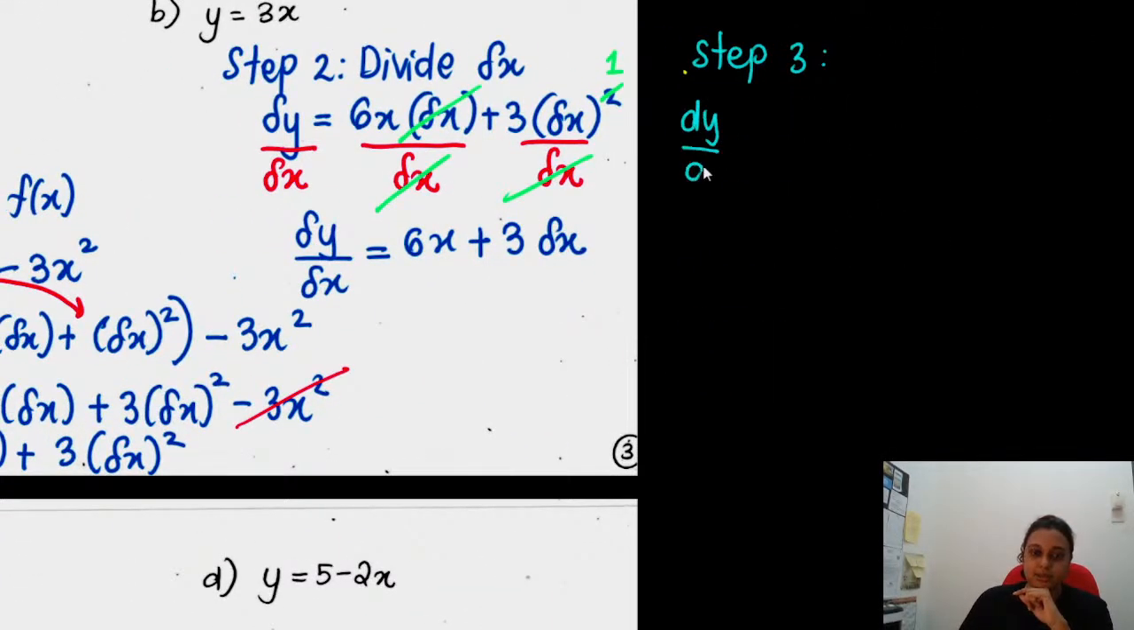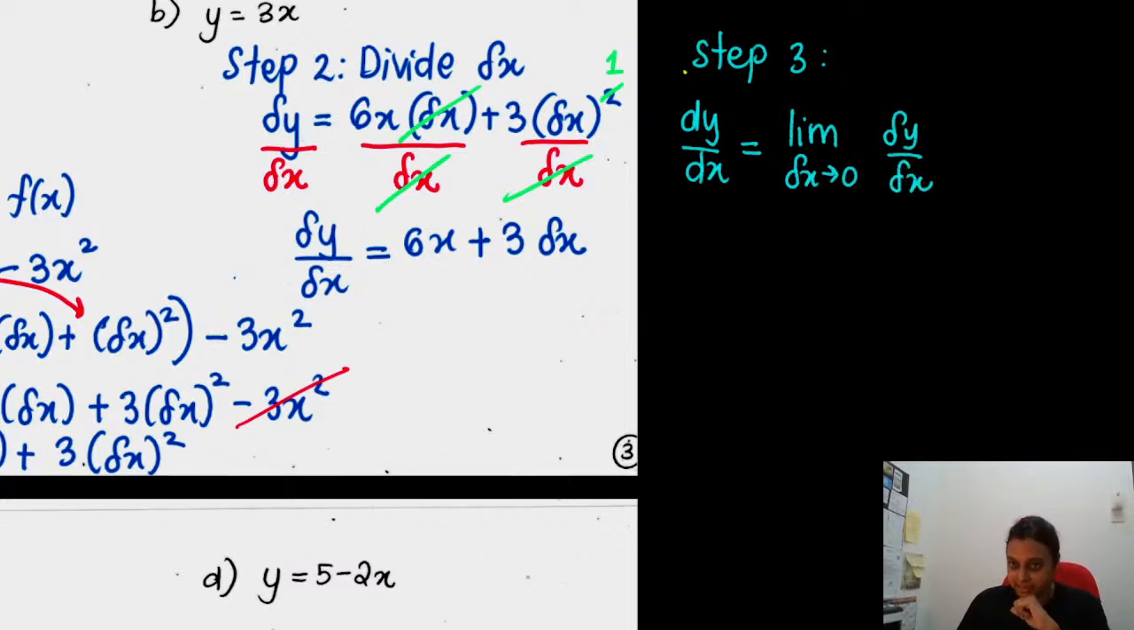dy dx equals the limit of delta x approaching 0 for delta y over delta x. Now from here we can find dy dx. What is dy dx? Actually, we are finding the differentiation of y with respect to x. Let's substitute delta y over delta x. Just now we already found the answer for delta y over delta x.